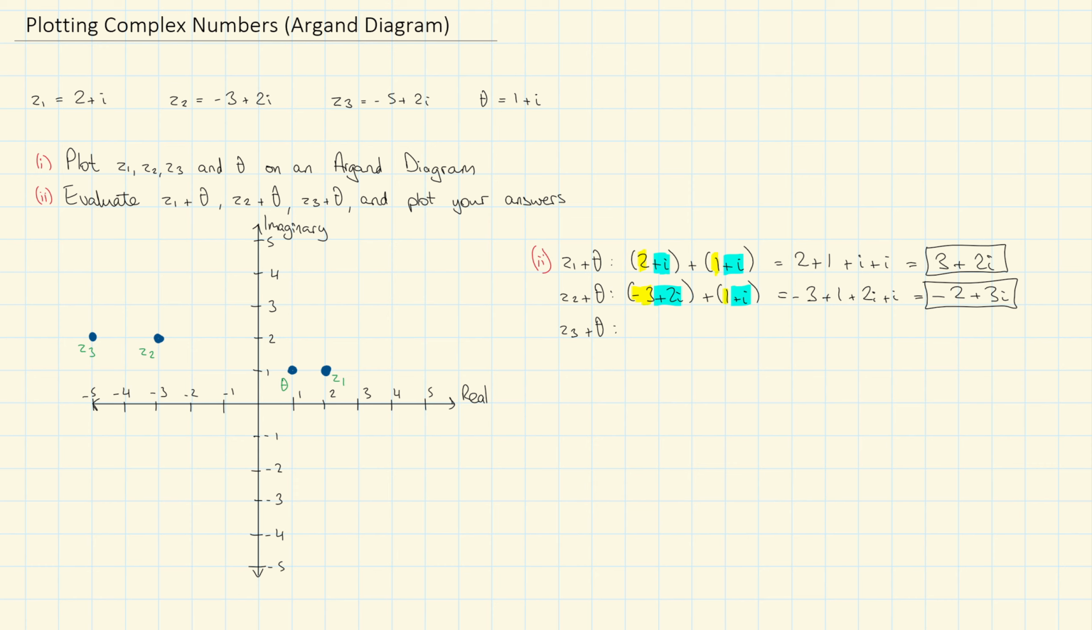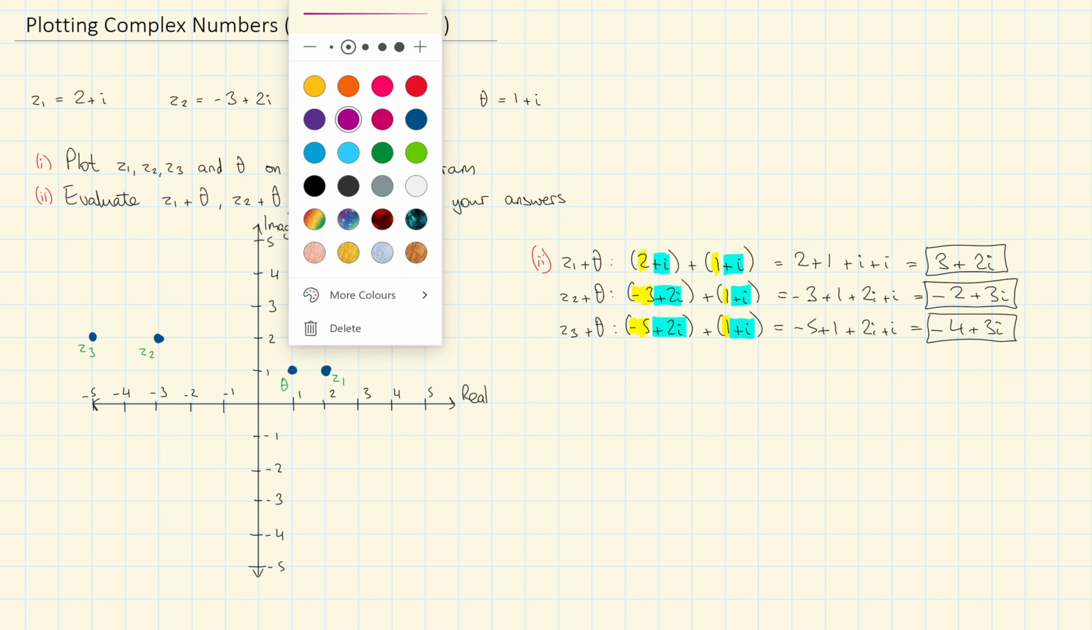And our last one, we have -5 plus 2i plus 1 plus i. There's our reals, the imaginaries. So we get -4. Sorry, same workings will be -5 plus 1 plus 2i plus i, which will give me -4 plus 3i.